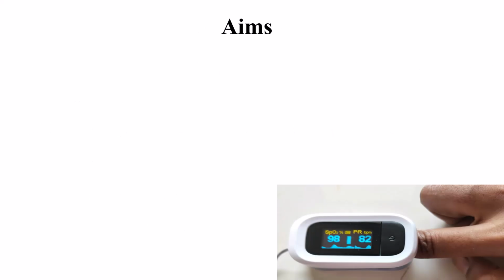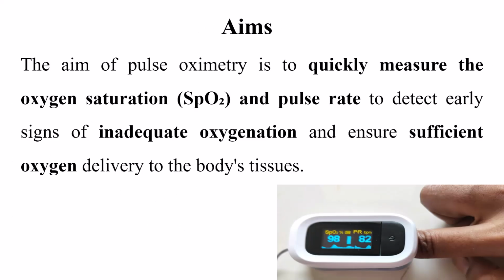The aim of this test, as we said previously, is quickly measuring the oxygen saturation, SpO2, and also the pulse rate or the heart rate, to detect early signs of inadequate oxygenation. We can see if there is adequate or inadequate oxygenation in the patient's body, and also ensure sufficient oxygen delivery to the body tissues.